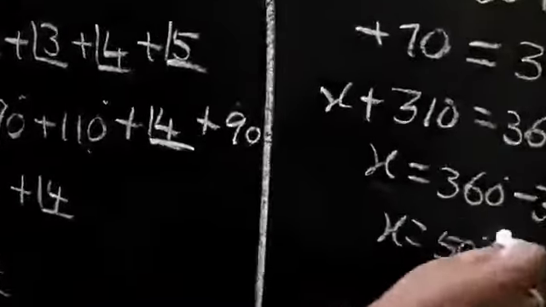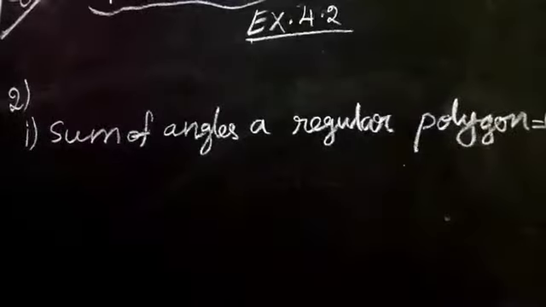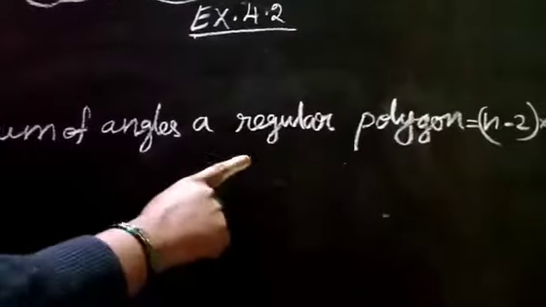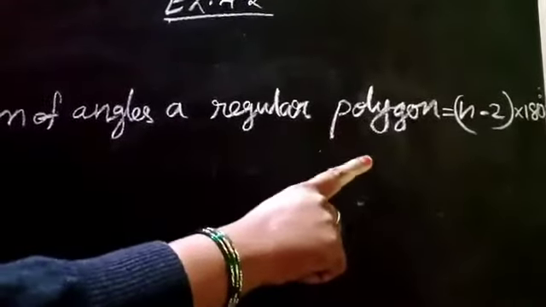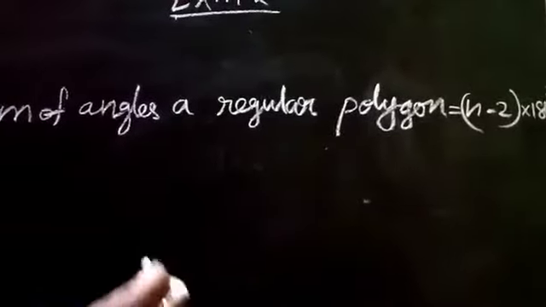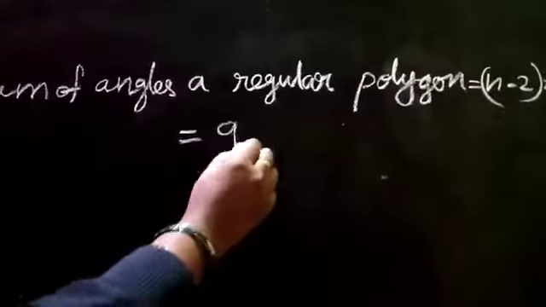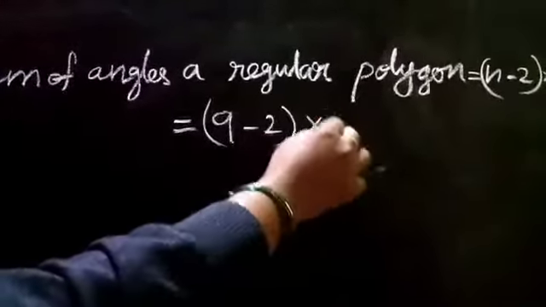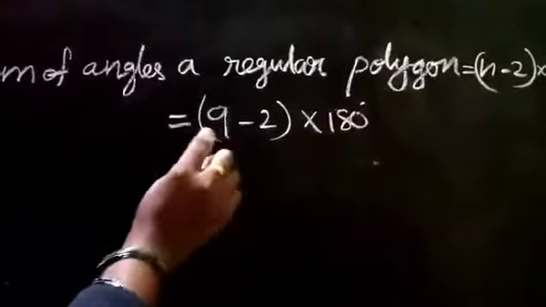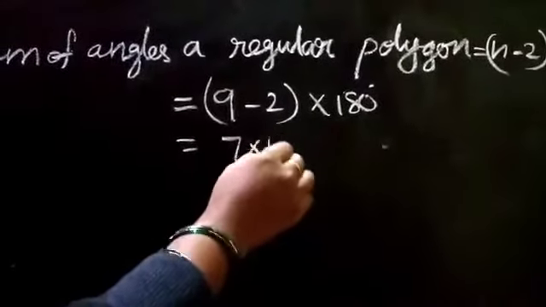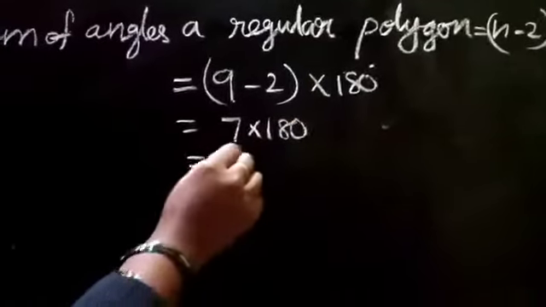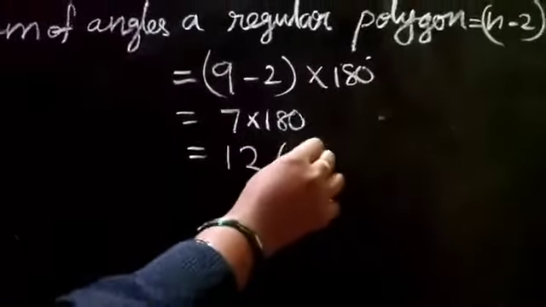Very easily we'll get. Second question is, find the measures of each exterior angle of a regular polygon of 9 sides and 15 sides. Second question. Now sum of angles of a regular polygon formula is (n minus 2) into 180. Now they gave the side is 9, so 9 minus 2 into 180. Now 9 minus 2 is 7, into 180 will get 1260 degree.